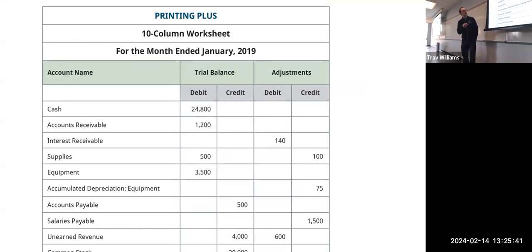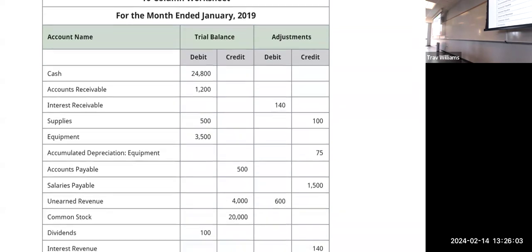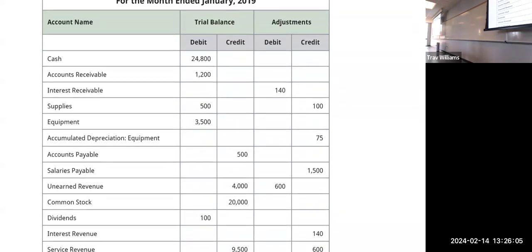The company realized that there's some interest that it's going to receive money for. So they made an adjustment and they debited interest receivable. And then if we go down, we should see a corresponding credit for interest revenue right there. See? On the credit side, interest revenue, that goes with the interest receivable.